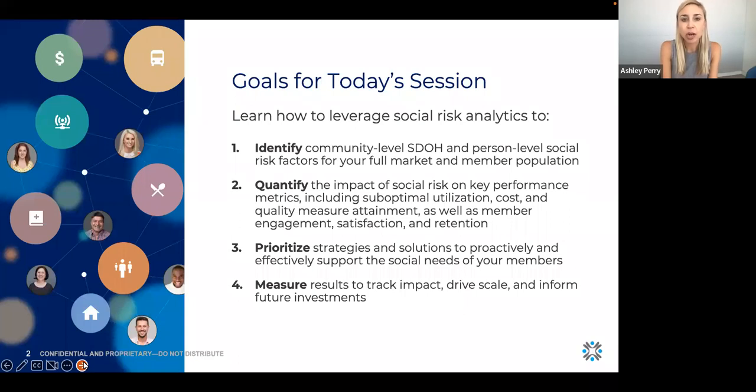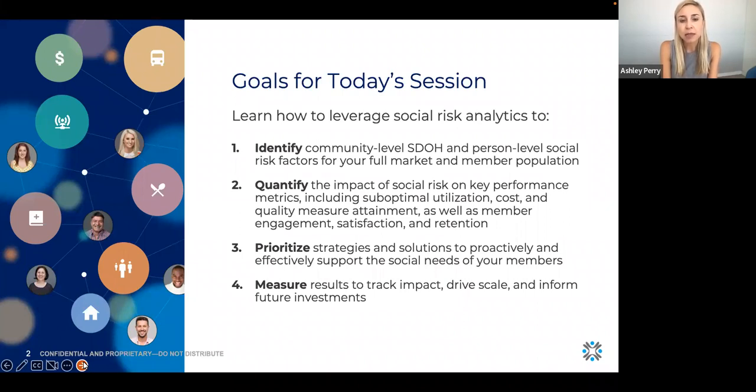The first is to share with you how leading Medicaid plans across the country are using social risk analytics to identify both community level SDOH needs for the markets that they serve, as well as person-specific social risk factors for their member populations. The second piece is really to talk about how these plans then can use that data to quantify the impact that social risk has on key performance metrics.